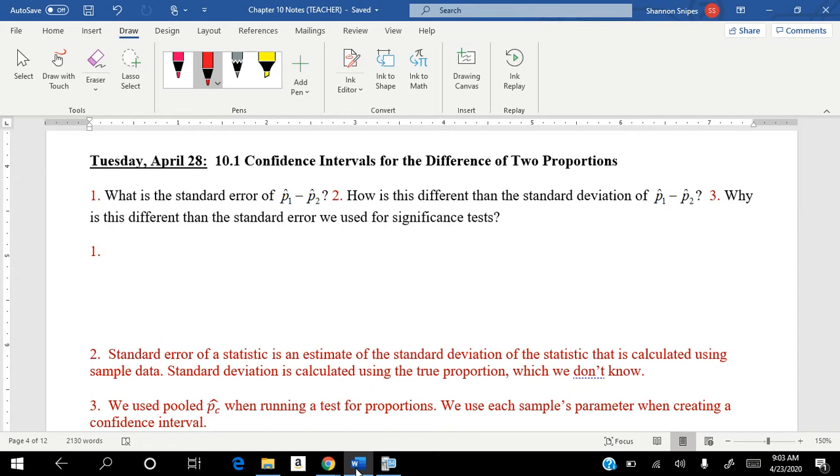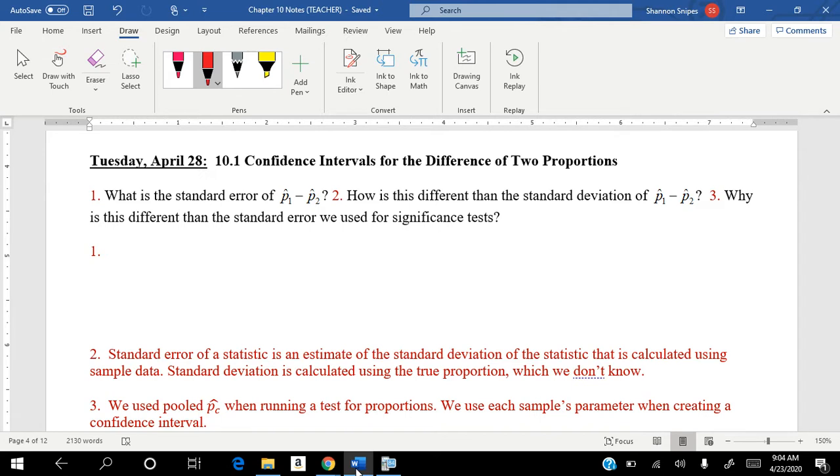We learned back in chapter 8 that a confidence interval had two parts. It had your statistic and it had plus or minus your margin of error. Well, to calculate your margin of error, we needed to know the standard error. And so what is the standard error for our new distribution, p hat 1 minus p hat 2? And how is this different from the standard deviation? And why is this different than the standard error we use for significance tests? So that's what we're going to talk about now.